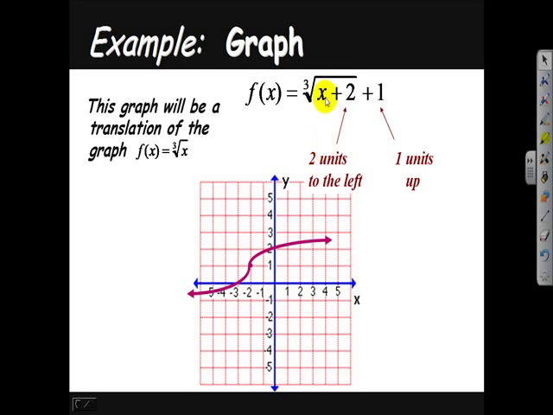Note that if x is negative 3, negative 3 plus 2 is negative 1, the cube root is negative 1, plus 1 is 0. So negative 3 is 0. Looks pretty good here also.